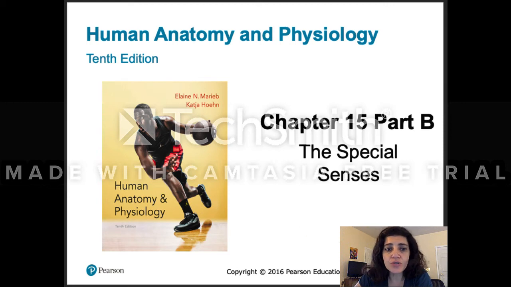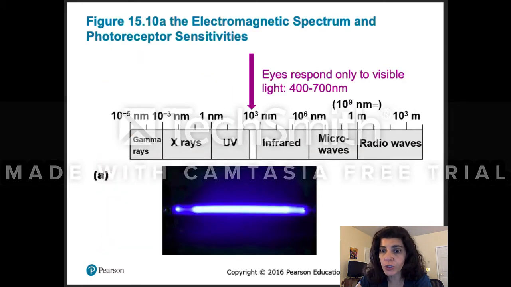So let's continue to talk about the eye. Remember that the wavelength that is visible to the human eye is between 400 and 700 nanometers. So if you look at the scale, you can see that UV light, X-rays, infrared, microwaves, not all of this is visible to our eyes, right? There is a little portion of UV and infrared that we can see, but not the smallest wavelengths and the bigger wavelengths from infrared. Those we cannot see.